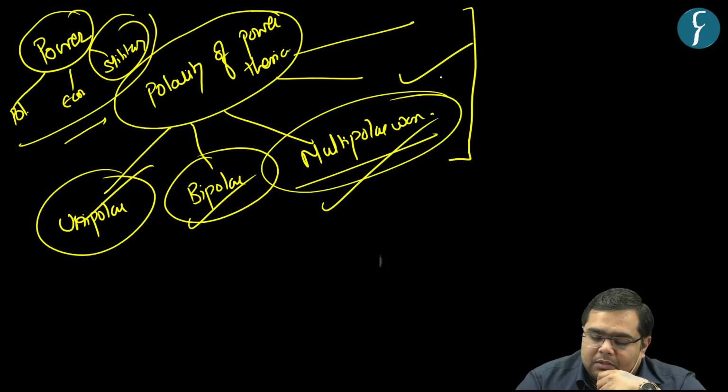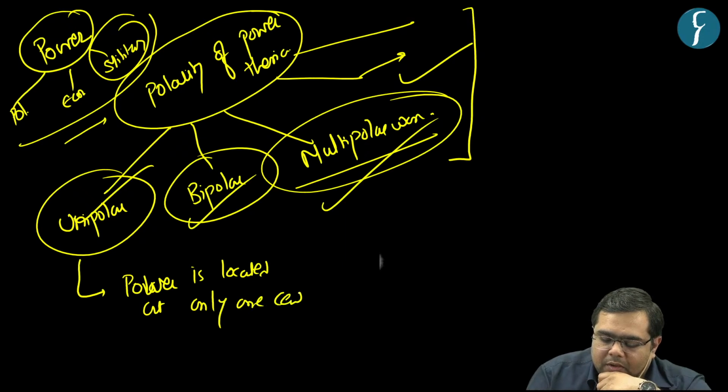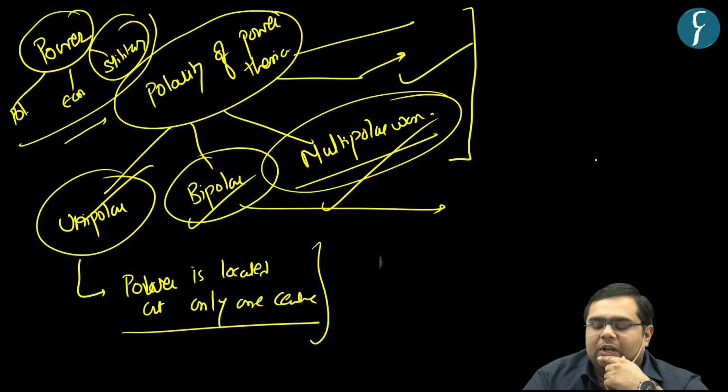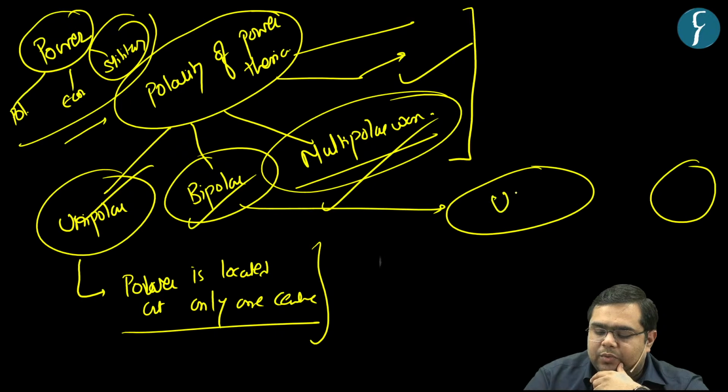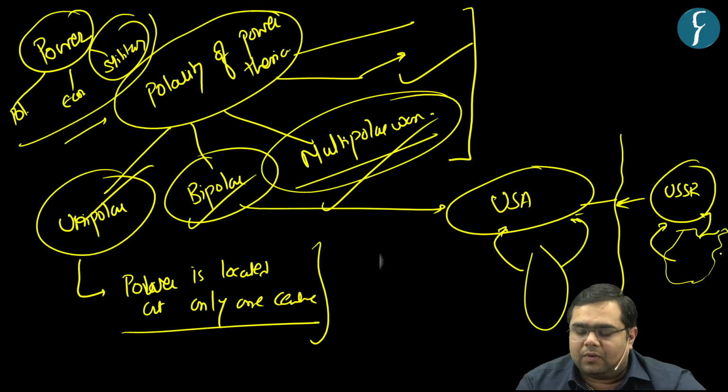the polarity of power thesis was first proposed and it contained various aspects such as the unipolar world. A unipolar world means a world in which power is located at only one center. Again, bipolar means there are two poles. First is the USA, the second one being the USSR. So power is shared between the USA and the USSR, and all these other countries, for example South America and even Asia, exercise their power in the context of these two superpowers.